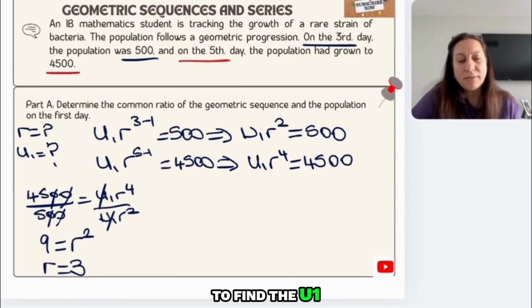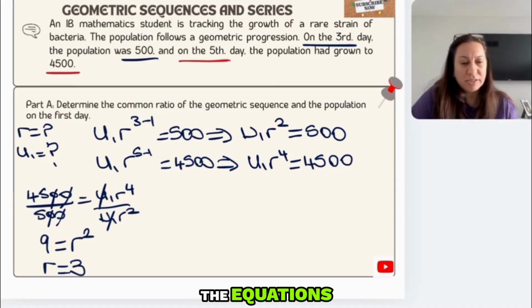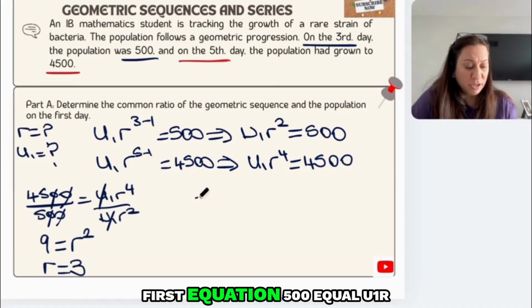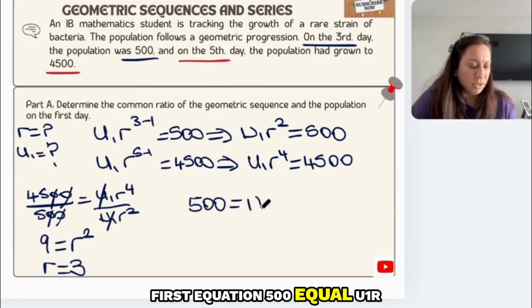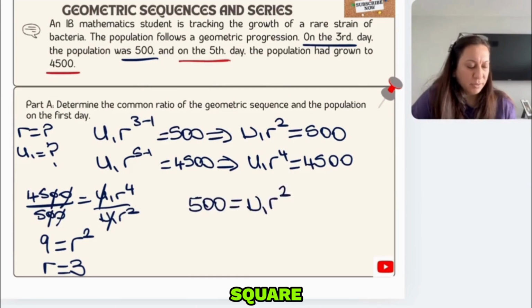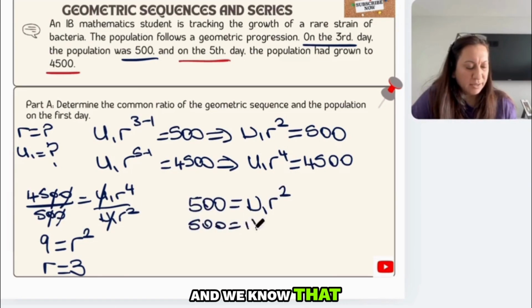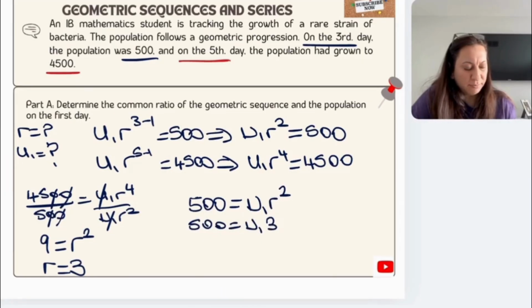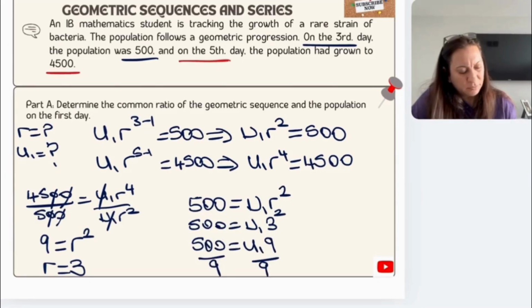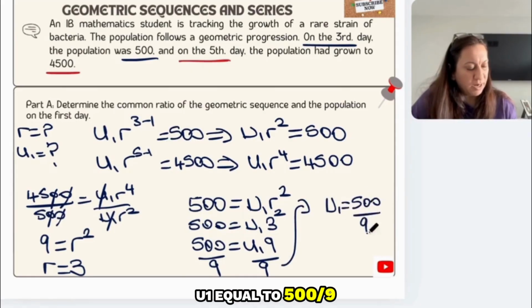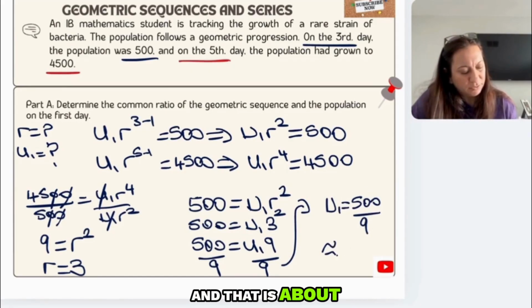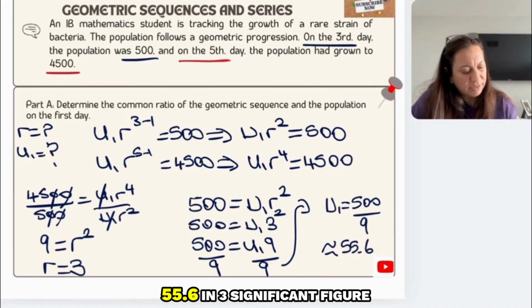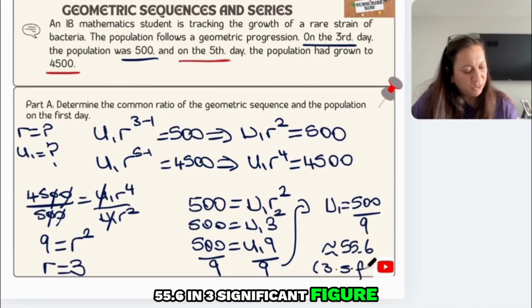To find u1, we recall one of the equations. Let's call the first equation 500 equal u1 r squared. And we know that the common ratio is 3. So we get u1 equal to 500 over 9, and that is about 55.6 to 3 significant figures.